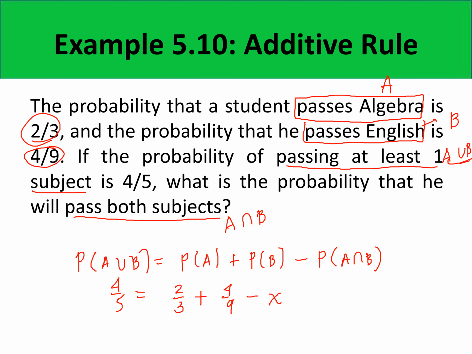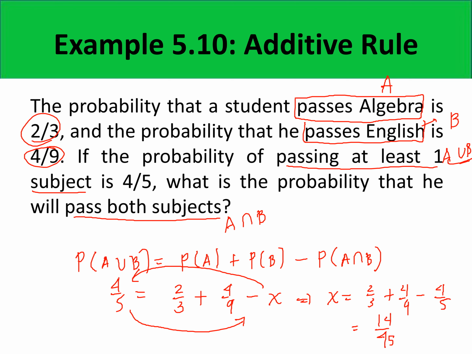To solve for this x value, we can transpose the negative x to the left side and transpose 4/5 to the right side. This gives us x equals 2/3 plus 4/9 minus 4/5. And you can verify that the answer here is 14/45.